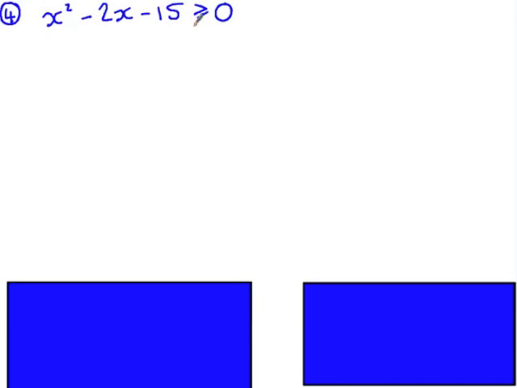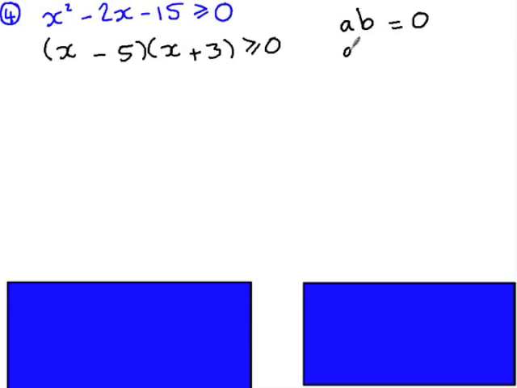In example number 4, we have a quadratic inequality. Just as when we're solving a quadratic equation, we start by seeing if we can factorise. Now, the reason for factorising a quadratic equation is because when two factors multiply to give 0, this means that one of the factors must be 0.